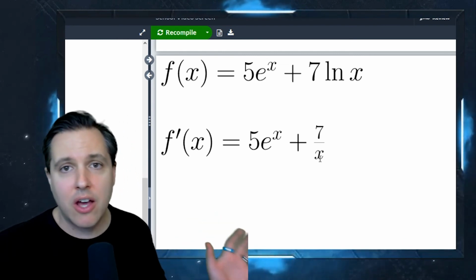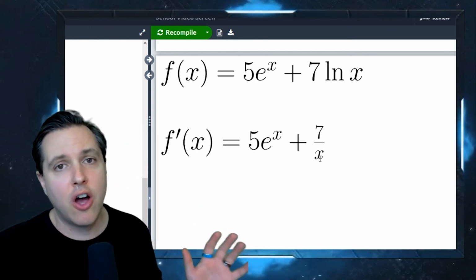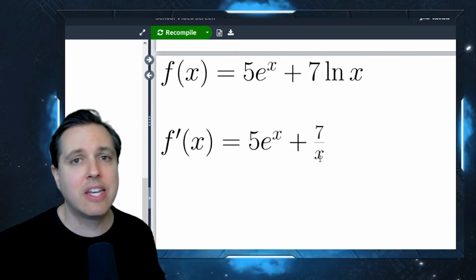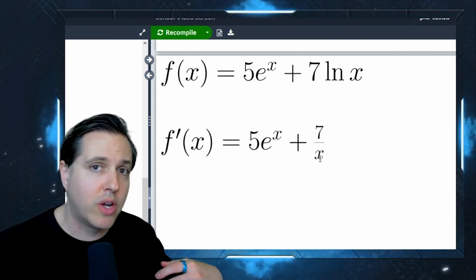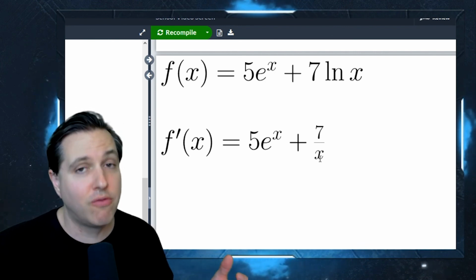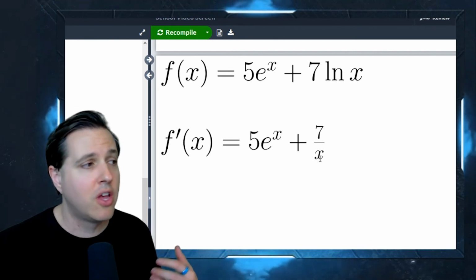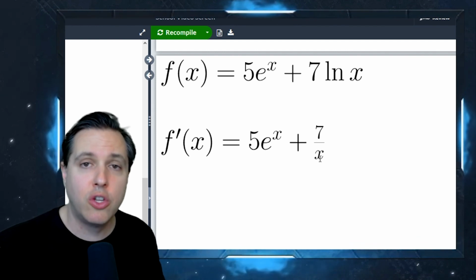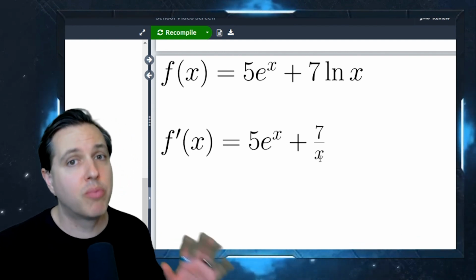So all by themselves, exponentials and logarithms are actually really easy to take the derivatives of. Now we're going to get into more complicated functions later where we have more complicated versions of logs and exponentials. But overall, the basic tools you're going to use for taking the derivative of those is pretty straightforward.